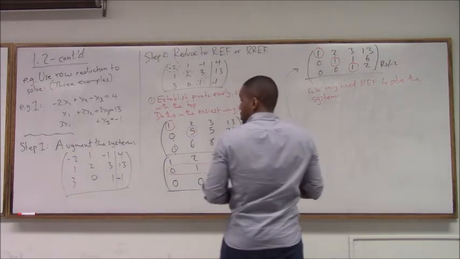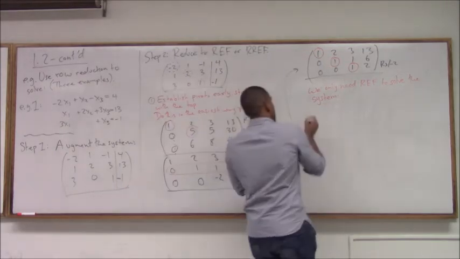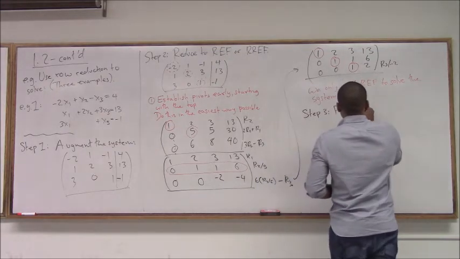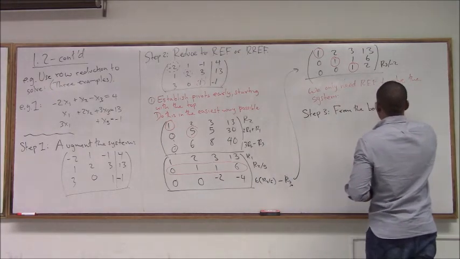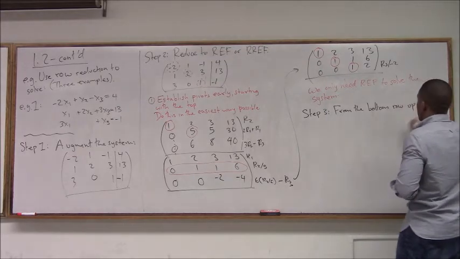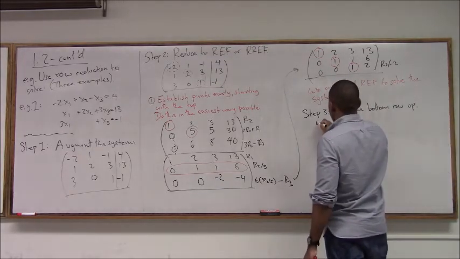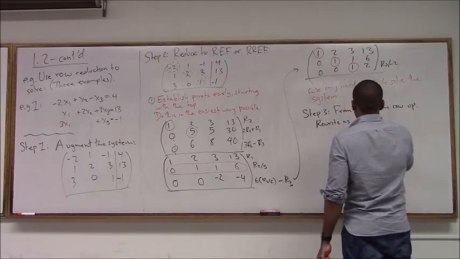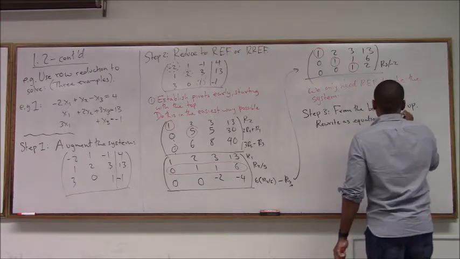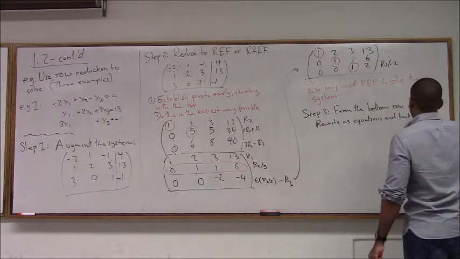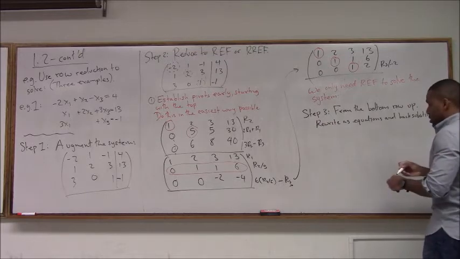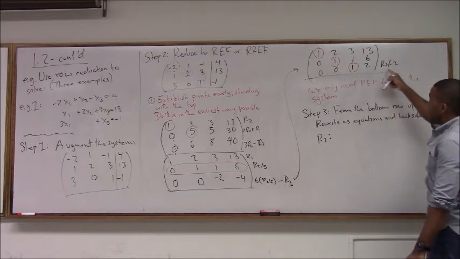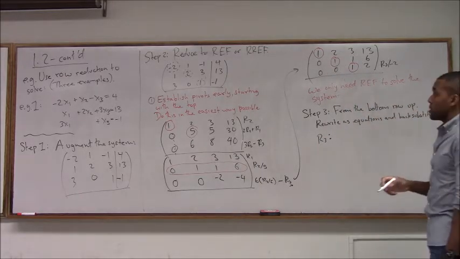And so that brings us to step 3. From the bottom row up, rewrite as equations and back substitute. So the bottom row up says I start with row 3. Now row 3 I'm going to think of as an equation. What's that going to give me?